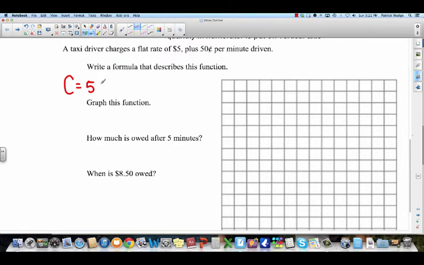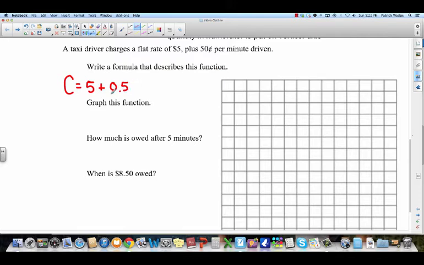But then you're going to have to pay even more. How much more do you pay? You pay 50 cents, but don't write 50 here, because then that looks like $5 plus $50. We want 50 cents. So rather than putting 50, how much is 50 cents out of a dollar? 0.5, or 0.50 if you want.